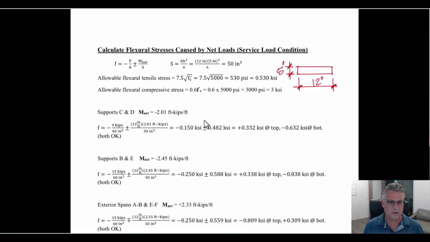Remember, just like in beam design, allowable flexural tension stress is 7.5 square root F prime C, or 530 psi. Allowable compressive stress is 0.6 F prime C, and that'll be 3 ksi. Just like in beams, if that is limiting your design, you're in trouble. Compression should never play a part in this, but it is a code requirement, and we are going to check it.